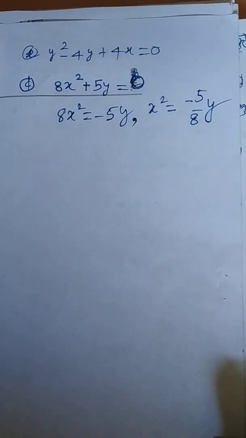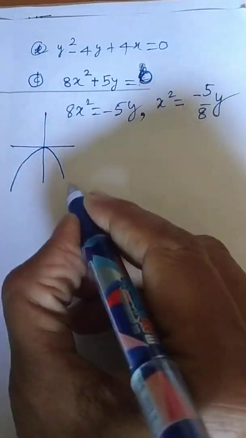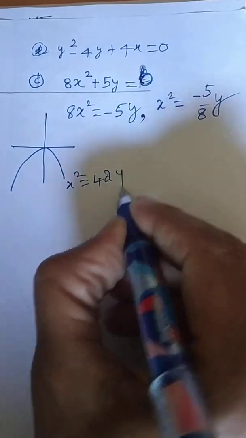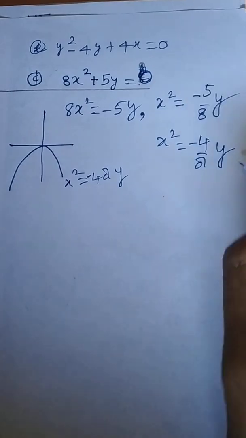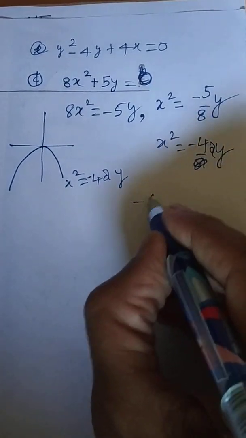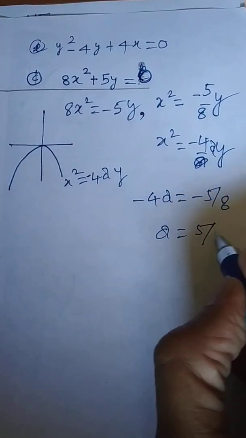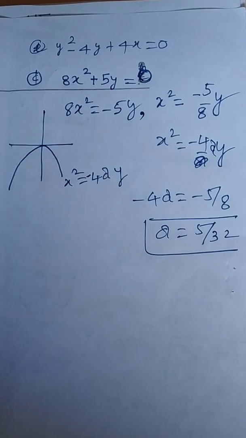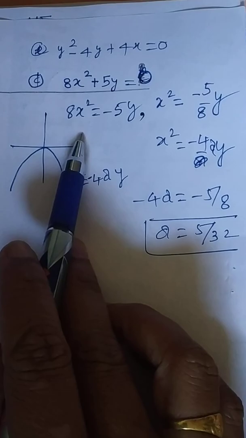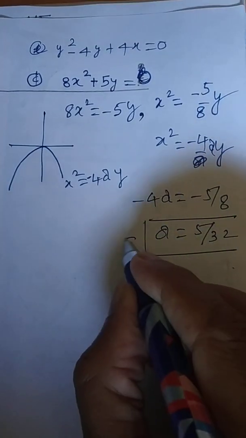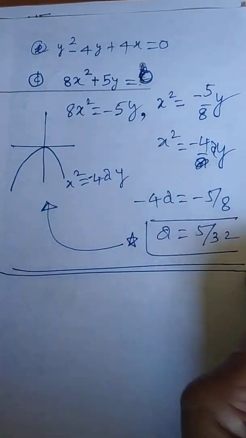Now think about a standard equation. X square will be equal to, so this is nothing but opening downwards, x square will be equal to minus 4ay type parabola. So compare now, x square will be equal to minus 4ay. Comparing, minus 4a is equal to minus 5 by 8, a will be equal to 5 by 32. Once you are getting the value of a, you know further, vertex will be 0, 0, focus is 0, minus a, equation y will be equal to a, and all. You have to use the standard results of this parabola and replace the value of a.